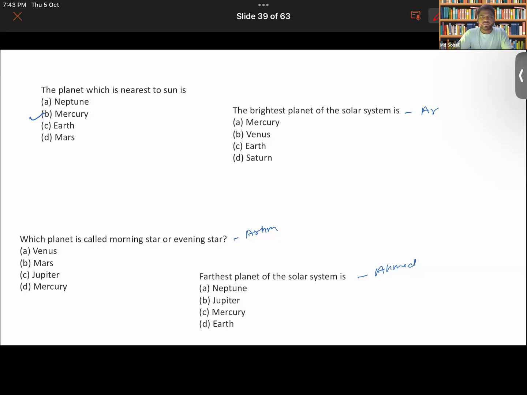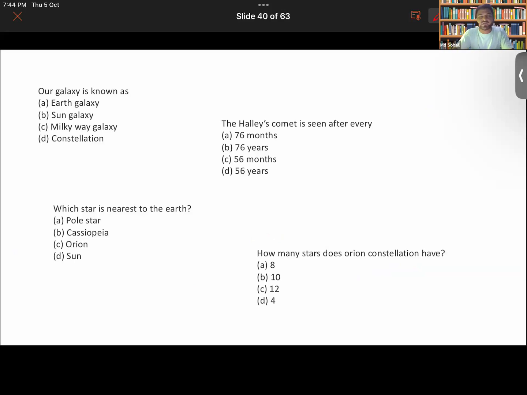Yes, sir. Sir, for my question, it's Venus. The brightest planet of the solar system is Venus. Okay. Yes, Ahmed? Neptune. Neptune, good. Venus. Yes, Arham? It's the morning star or evening star. Venus. Good. Venus has a size almost similar to Earth's. Yes, sir. Our galaxy is known as the Milky Way. Milky Way galaxy. Okay.